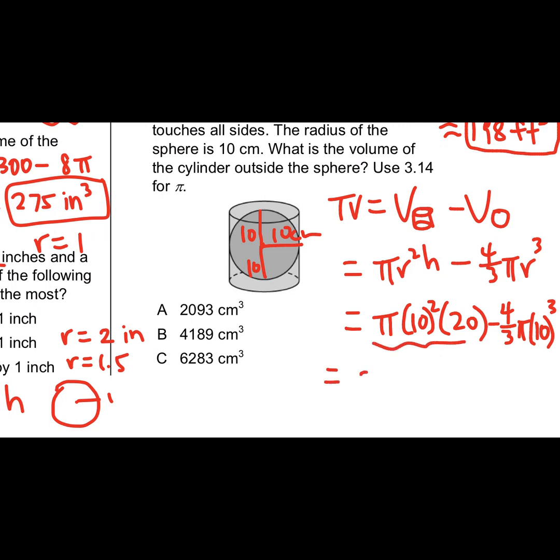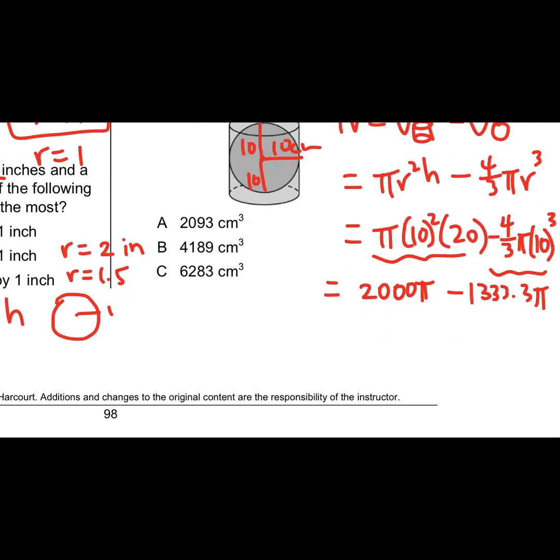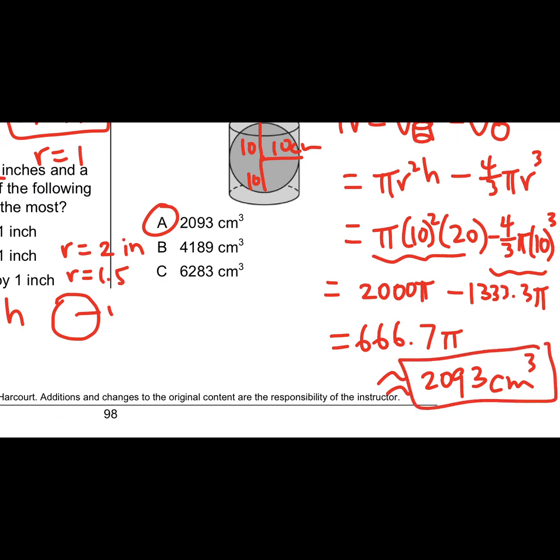This whole thing will give me 2000 pi, and then this will give me 1333.3 pi. Subtracting together, I will have 666.7 pi, or approximately 2093 cubic centimeters, and that looks like answer choice A. So that is the conclusion of this review.